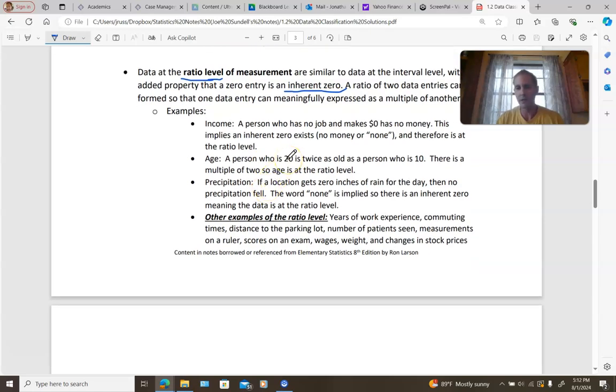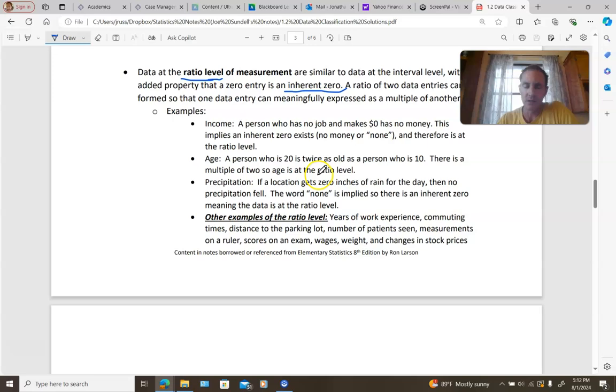Age, it's kind of coincidental, because I haven't really read these notes. I made them, but it's been a long time, so I don't really remember them. But it's a bit of a coincidence that I actually picked out these same 2 numbers. So there's a multiple of 2, so age is at the ratio level.